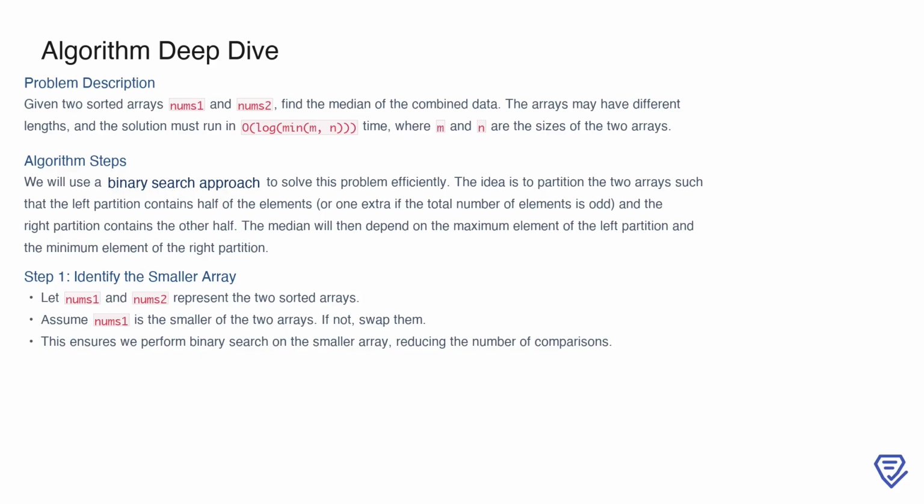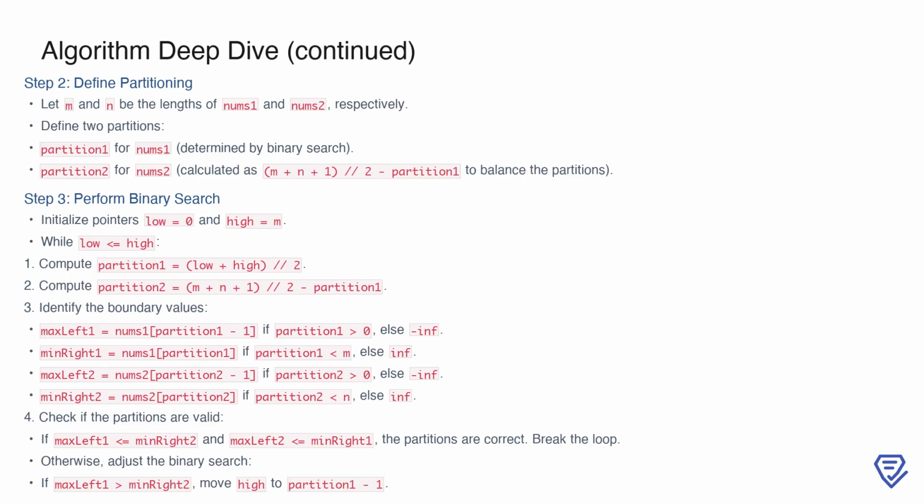Now, the first step in this algorithm is to identify the smaller of the two arrays. Let's call the arrays nums1 and nums2. If nums1 is not the smaller array, we swap them. This ensures that we perform binary search on the smaller array, which reduces the number of comparisons and keeps the complexity logarithmic. After determining the smaller array, the next step is to define the partitions.